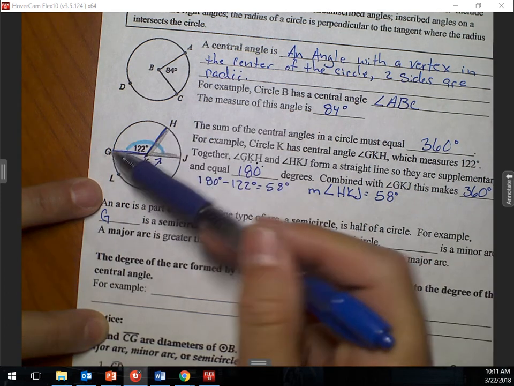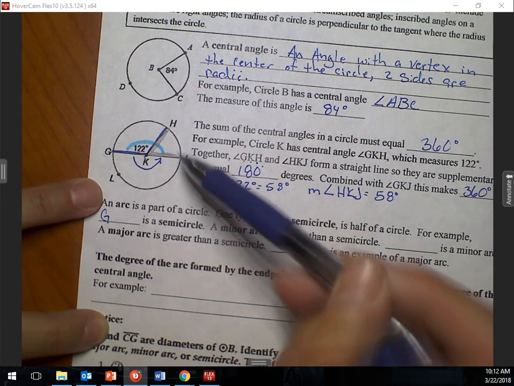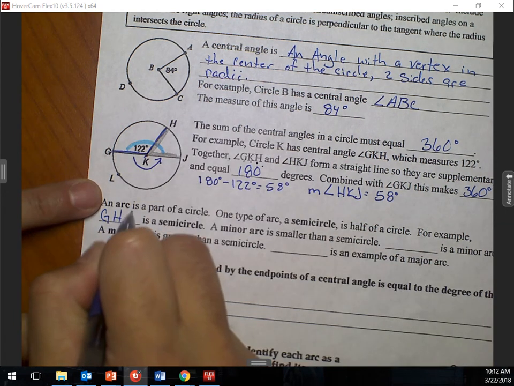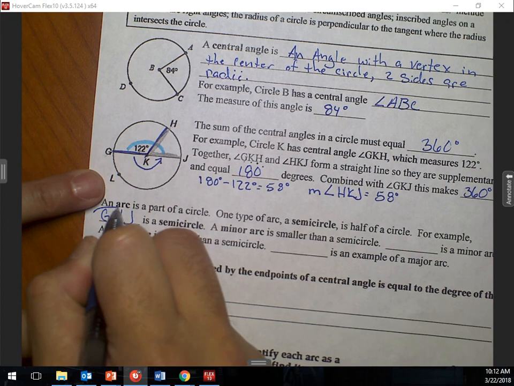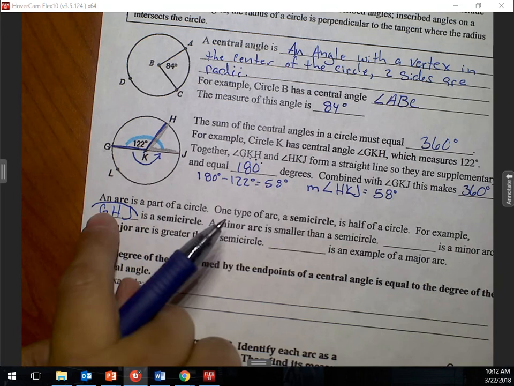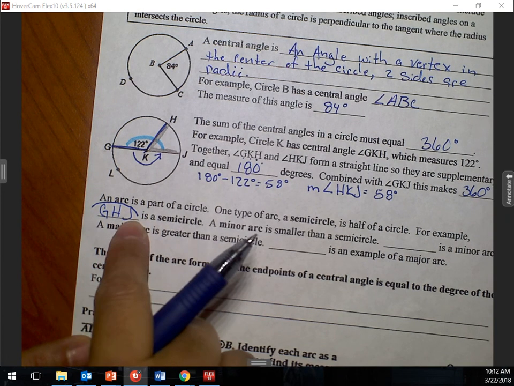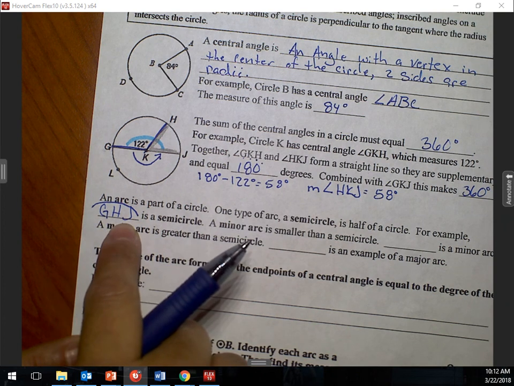Okay, yes, G. You said G, H, J. I thought you said K. I'm sorry. So G, H, J. And don't forget our symbol for arc, the little upside down smiley. Put a frown over that. Now, if you notice, how many letters did I use? 3. So a semicircle or half a circle needs to use 3 letters to say what it is.